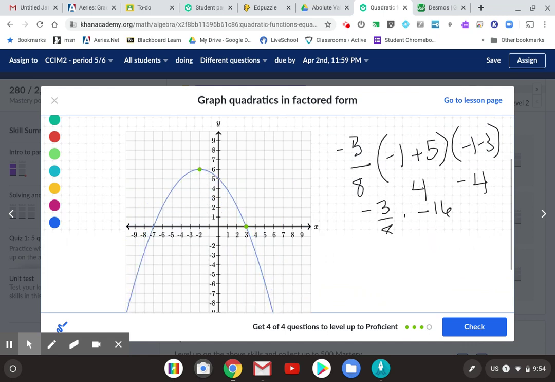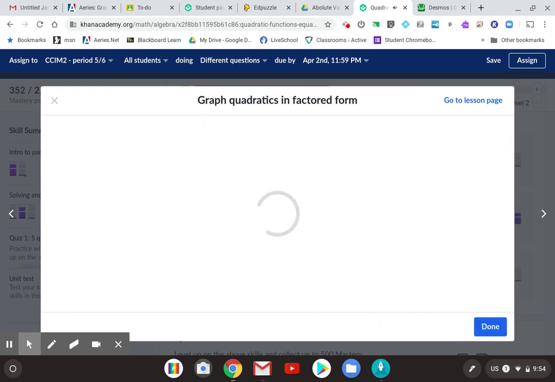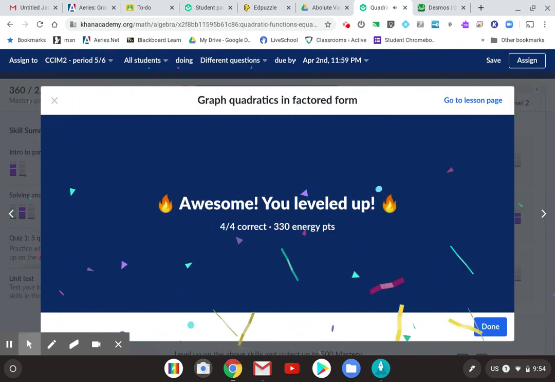Let's see. Nope. Wait, 1, 2 over. And you can see it's crossing at -5 and at 3, which is what we want. And we've got it. I got all my points. Hopefully you guys find that as easy. Let me know if you need any help.